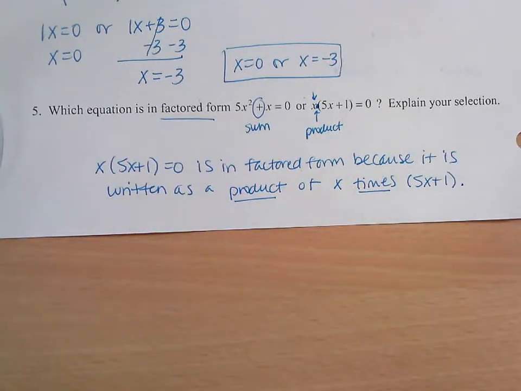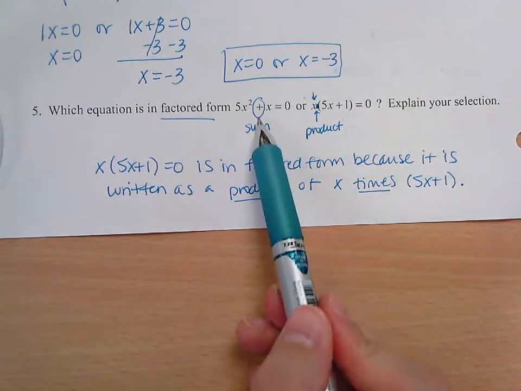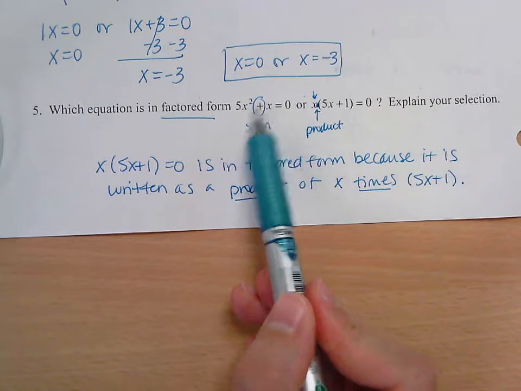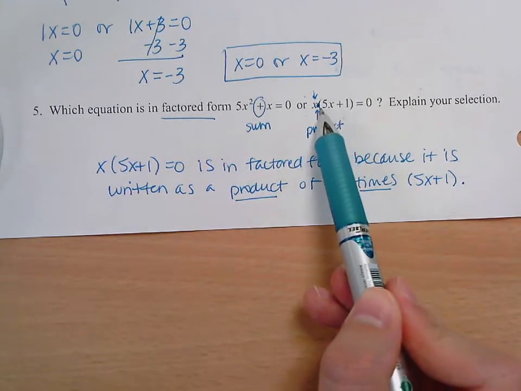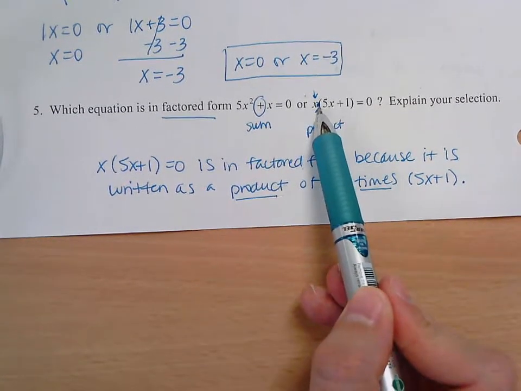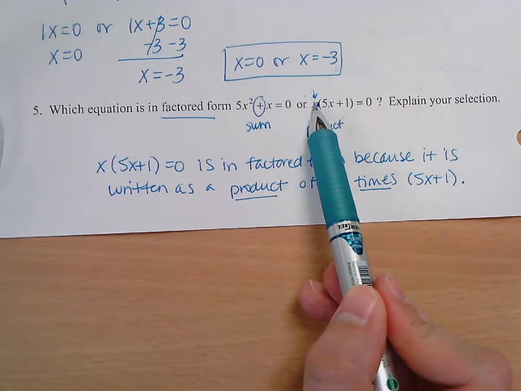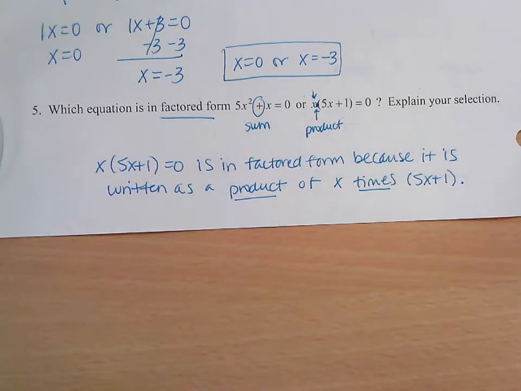So that's your clue if it's factored, is there a product? So in number 5, that's a sum. There's a plus sign separating them. In the second one, even though the times symbol isn't written there, there's a product between the x and the parentheses. So that GCF is factored out. But being able to recognize if something is factored is important because you need to know whether or not you need to do that step of factoring or if it's already done.